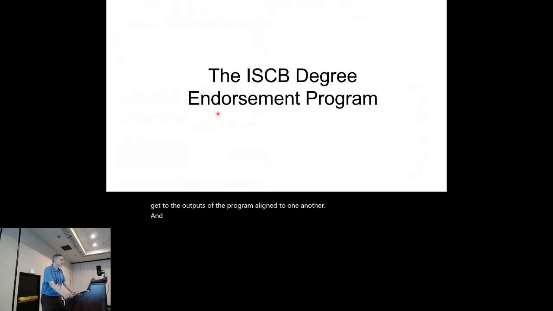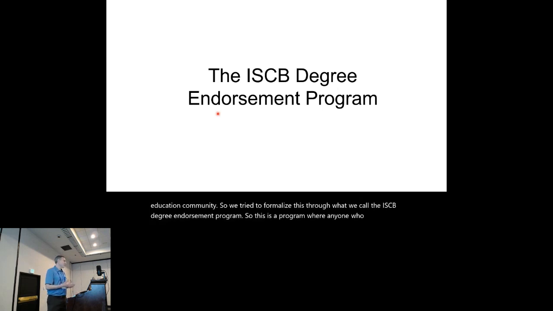And that basically was the framework for how we proposed that we could finally get back to this original idea and start to say, for any given program, does this program meet what we think are now the standards of the bioinformatics education community? So we tried to formalize this through what we call the ISCB degree endorsement program. This is a program where anyone who has a degree that they're trying to offer in this field can submit an application. The idea was that experts from our community can evaluate this in terms of an application describing this mapping through the competencies.